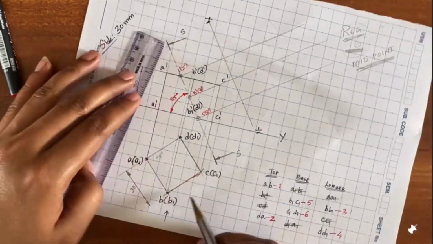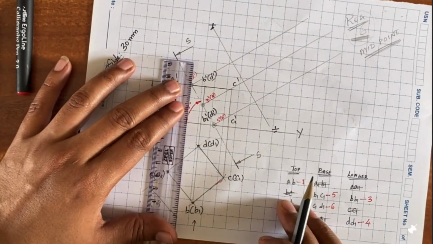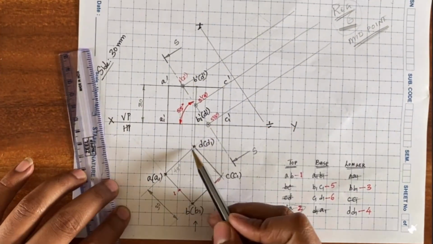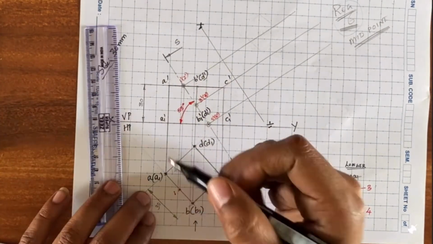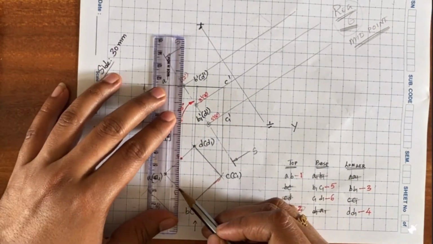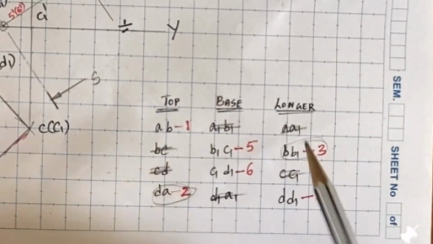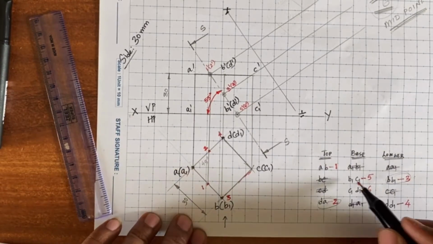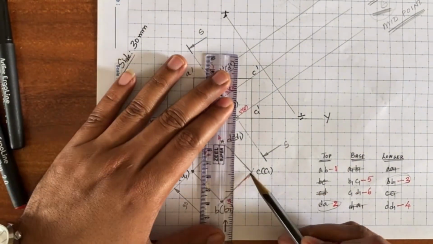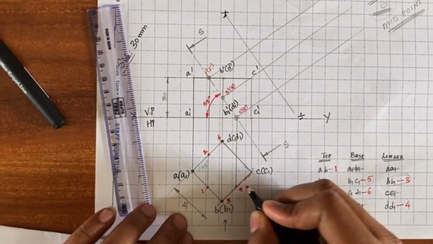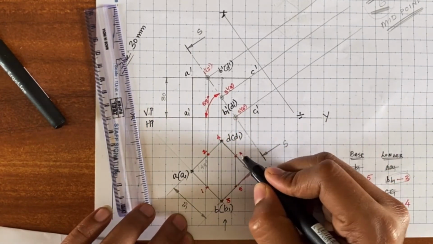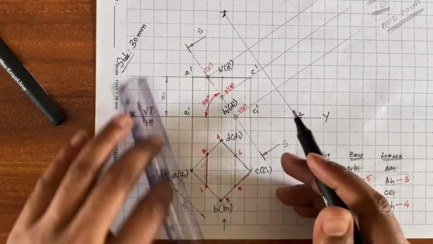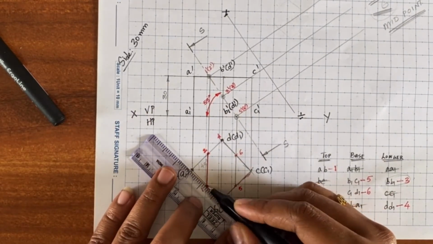Now before we generate the true shape, we must project all these cut points to the top view. 1 dash was obtained on AB, so we'll mark it there. In the same manner, mark all the remaining points in the top view. You can refer to the list of edges that were done where the cut points were identified. We can mark those points in that particular edge in the top view by drawing a projection line from the front view. Once this is done, we can join all these 6 cut points by straight lines, and this will give us the sectional top view.